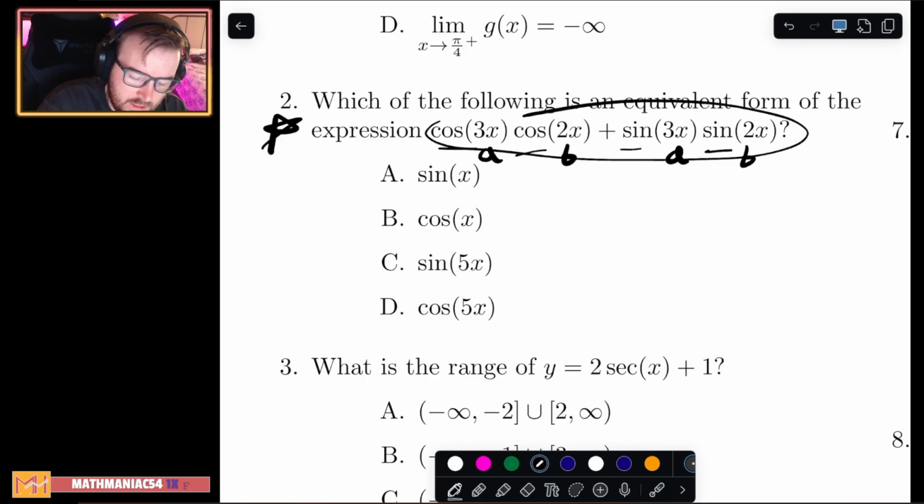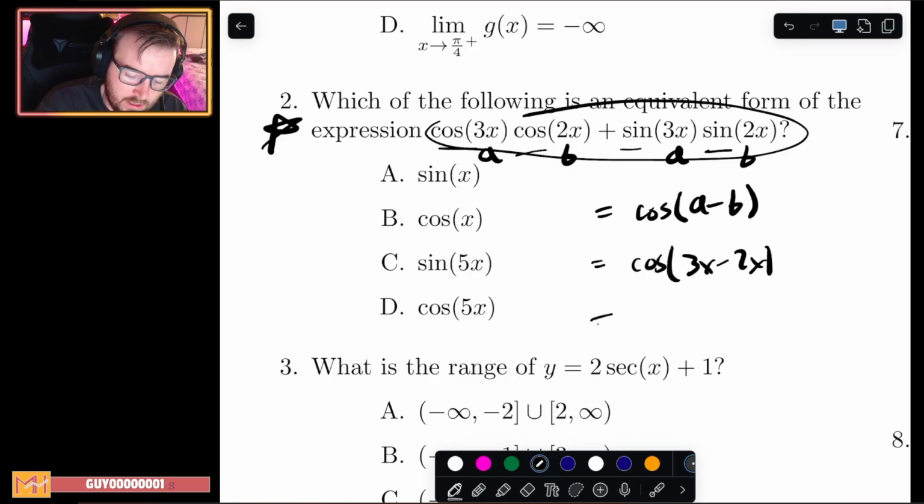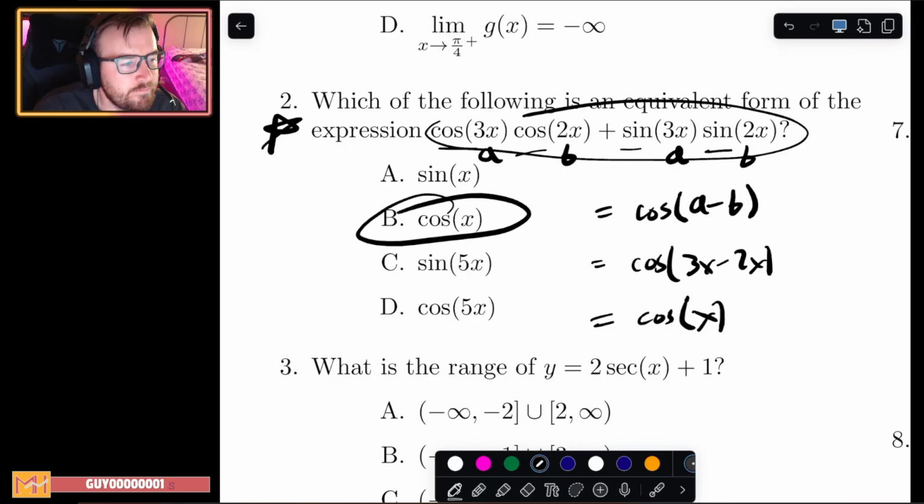This is alpha, this is beta. So all of this is equal to cosine of alpha minus beta. All of this is equal to cosine of 3x minus 2x. All of this is equal to cosine of x. Like I said, if you memorize it, you get it. If not, you don't. All right.